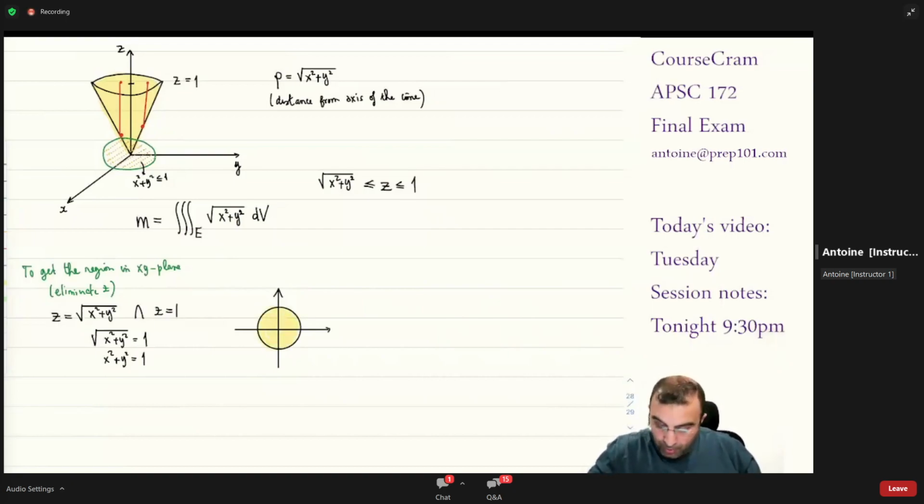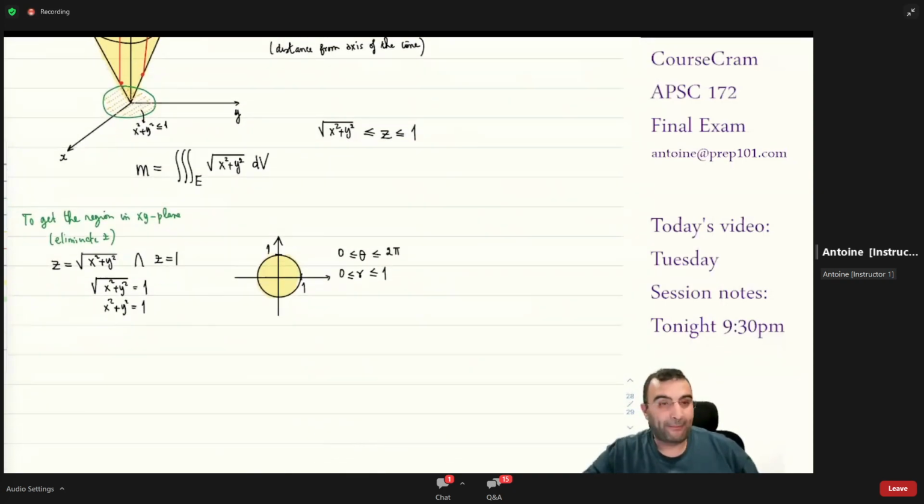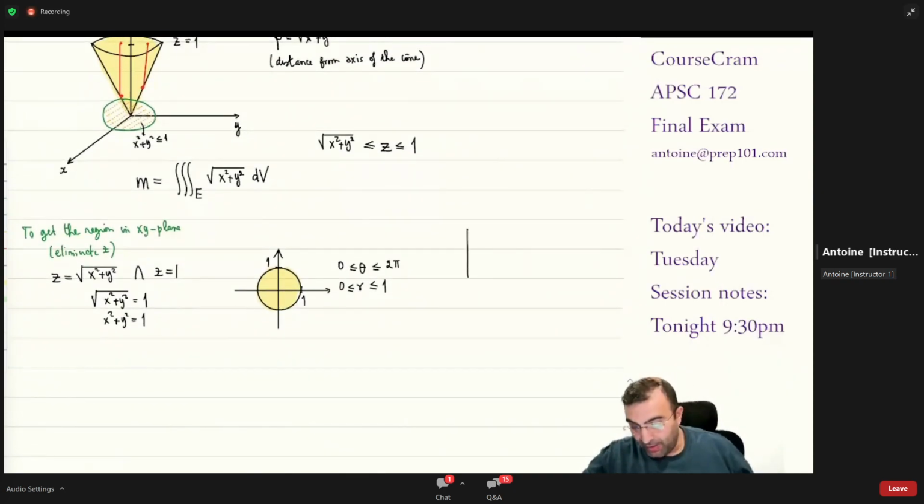And can this be more polar? It's incredibly polar, right? So we can take theta going from 0 to 2 pi, and r literally goes from 0 to 1. By the way, when you do polar in a triple integral, it has a name, it's called cylindrical coordinates. It's just a name, a way to call it.